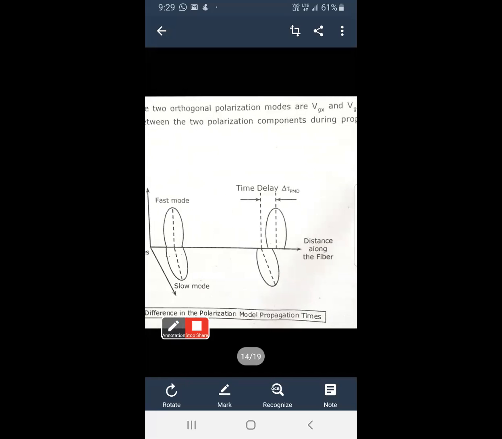Here you can see clearly the delay between the two orthogonal modes. When we transmit two orthogonal modes in an optical fiber, due to the group velocities obtained between the two orthogonal modes, we obtain the time delay. That time delay represents the polarization mode dispersion time delay. That is the representation of the polarized dispersion.